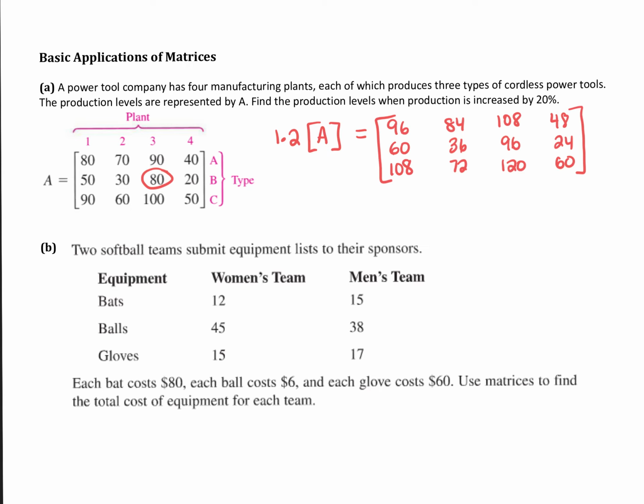So if I asked you, how much is plant 2 producing of type, let's say C, you could look at the column that represents plant 2, which is right here, and the row that represents type C, which is right here, and just look at where those two things intersect, and I would see that those are intersecting at 72. So I could say 72, okay?